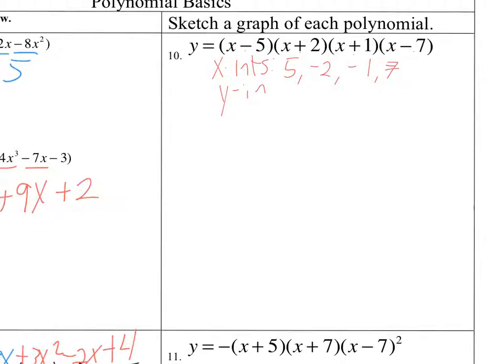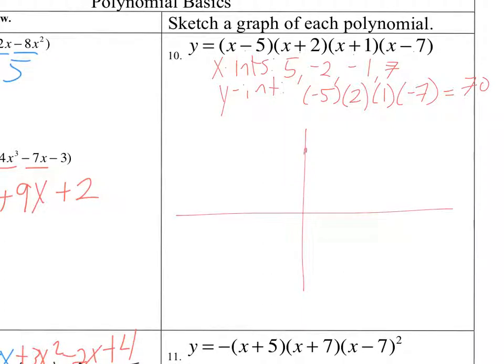The y-intercept is what happens if I plug 0 in for each of these. And if I do that, I get 0 minus negative 5, 0 plus 2, 0 plus 1, and 0 minus 7. And that's going to come out to be positive 70. Okay, to my y-intercept first, that's at 70. I'm just going to mark that to show where that is.